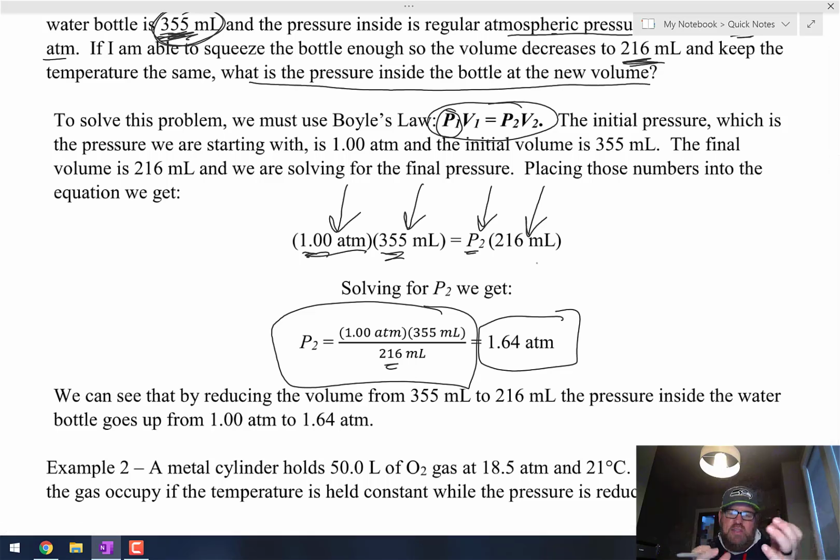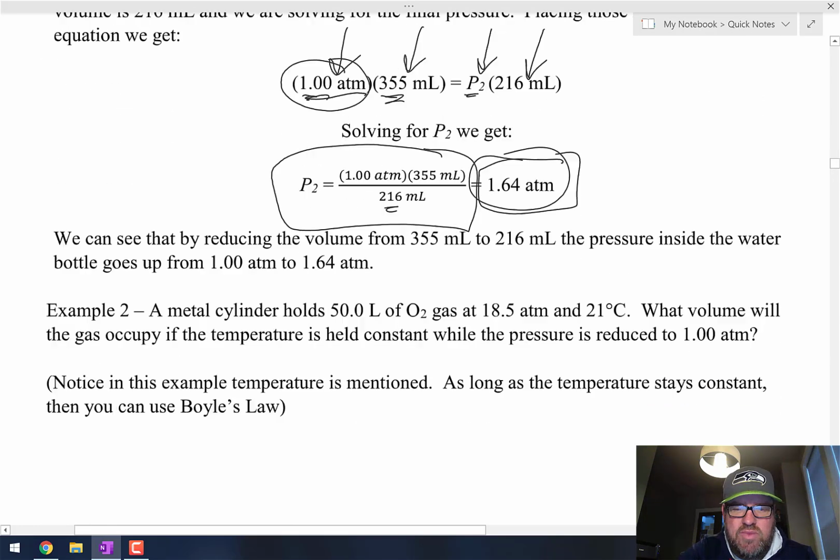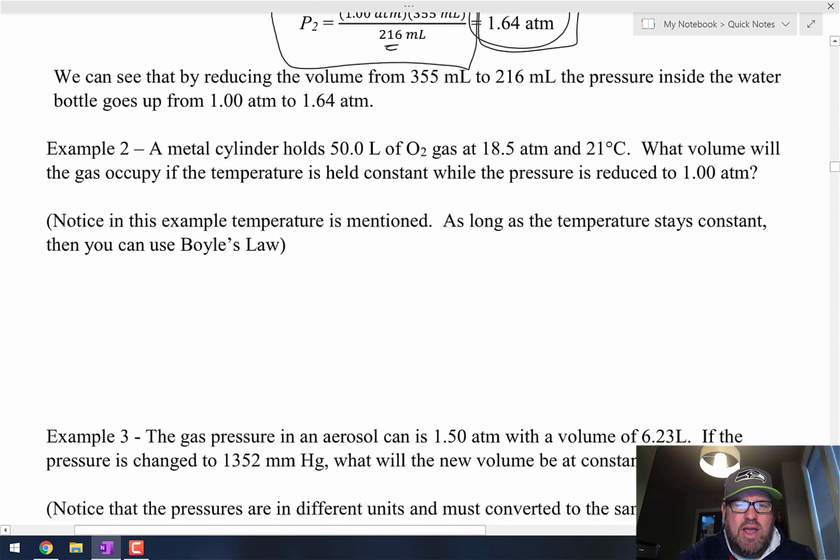So what that means is if you take a water bottle and you take it from the 355 milliliters down to 216 milliliters, you've increased the pressure from 1 atmosphere to 1.64 atmospheres. Okay, let's look at a couple more examples.